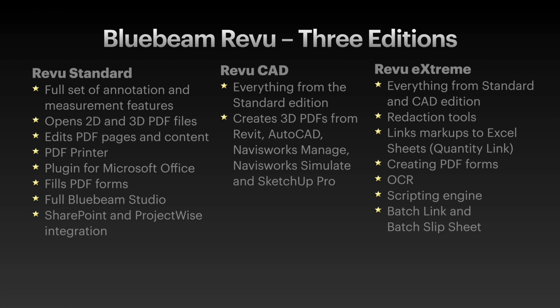Revu Extreme also can create PDF forms, in addition to filling, sending and saving them, as you can do with Standard. With Revu Extreme you can create those interactive PDF forms. It also comes with an OCR feature. OCR stands for Optical Character Recognition, and it's for transforming scanned or photographed documents into editable text in, for example, Word files. And for the power users, Revu Extreme has a scripting engine, batch link and batch slip sheet features.